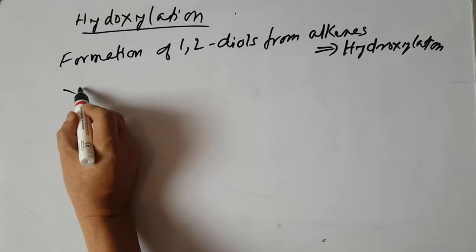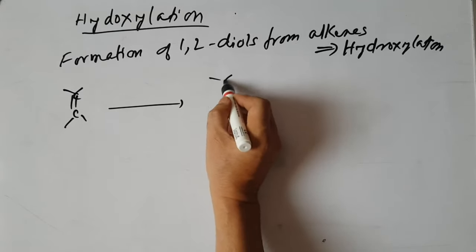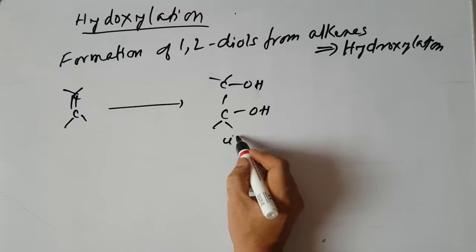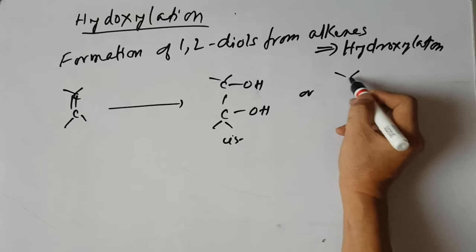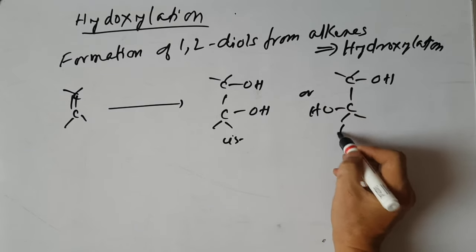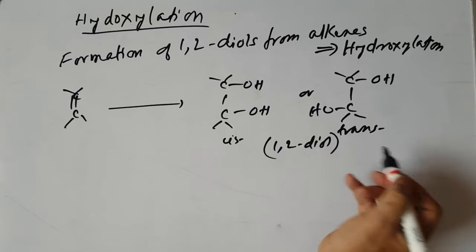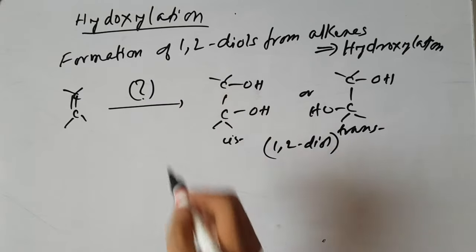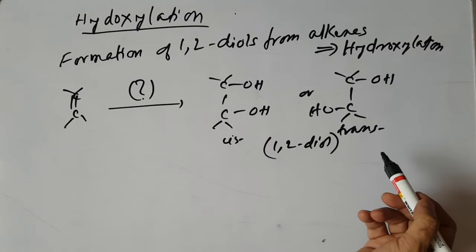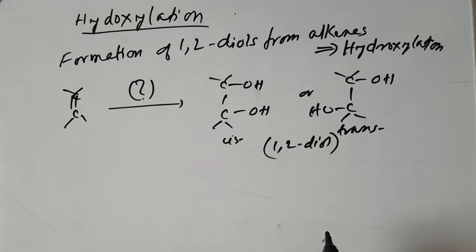Generally, here you can get either a cis 1,2 diol or a trans 1,2 diol. You can have cis or trans by reacting with reagents. So the formation of 1,2 diols, either cis or trans, from olefinic compounds or alkenes by reacting with some reagents is generally known as hydroxylation.